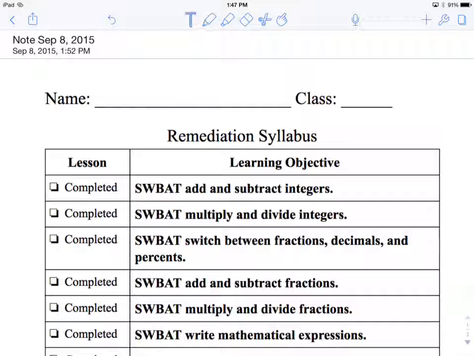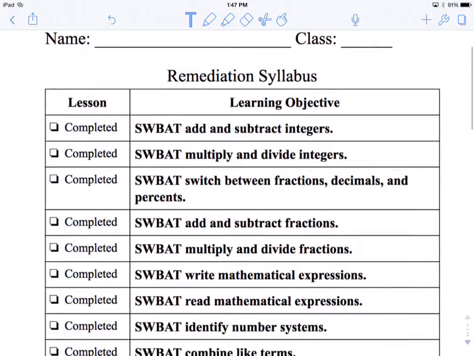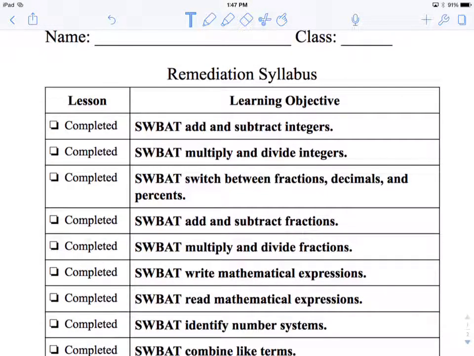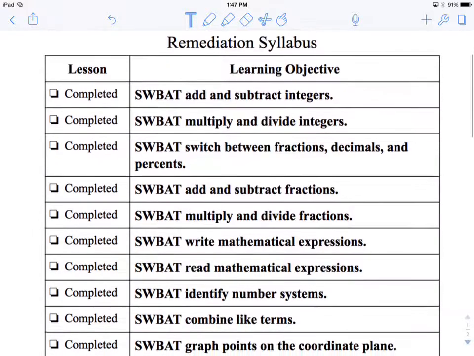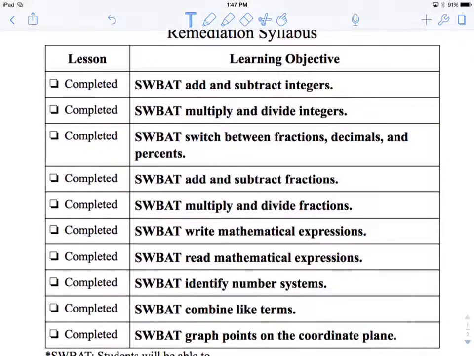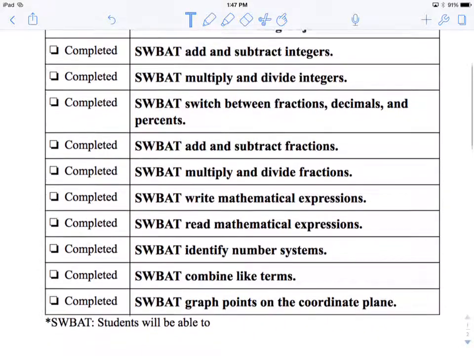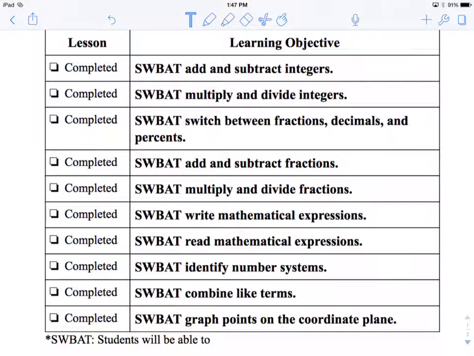So I have the syllabus for, since it's the first part of our unit, there's a lot of things that we're going to go over that you should have already learned, like adding and subtracting integers, multiplying and dividing integers, switching between fractions, decimals, percents, and you could read through the rest of your list by itself, but you should know how to do this.